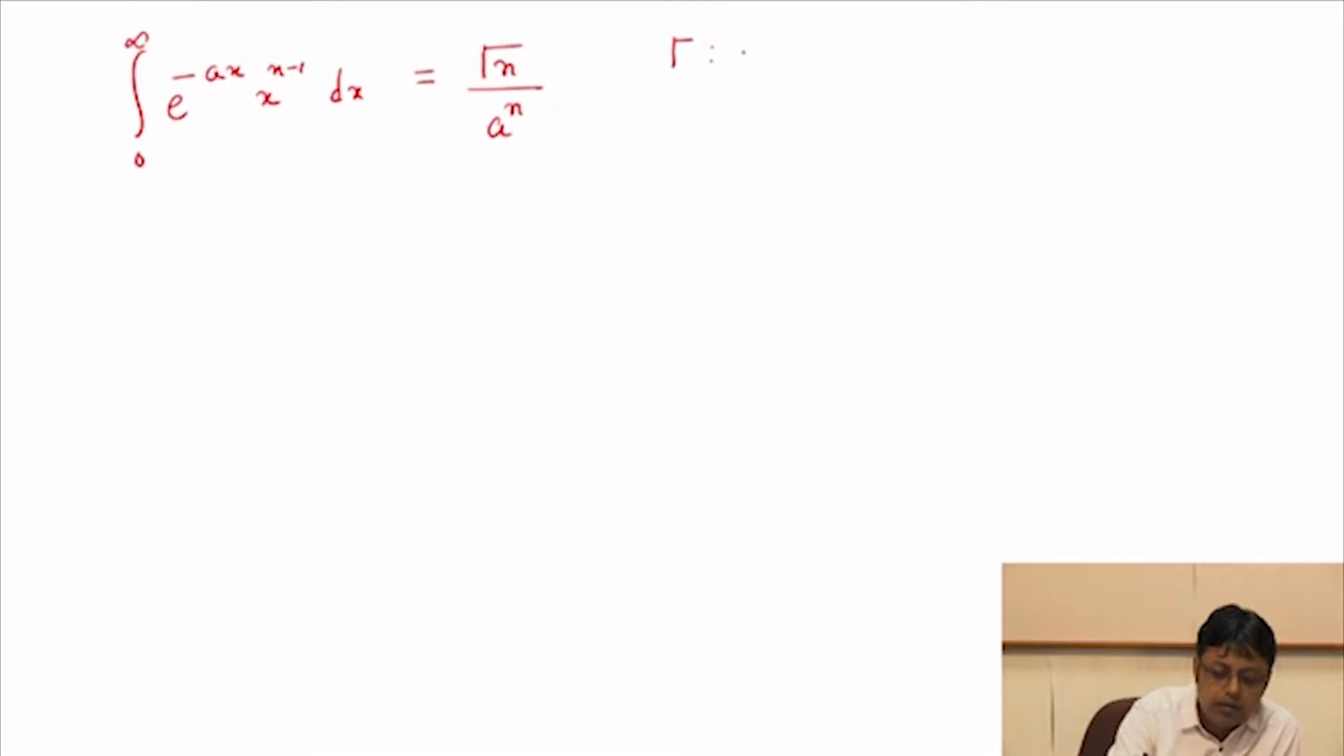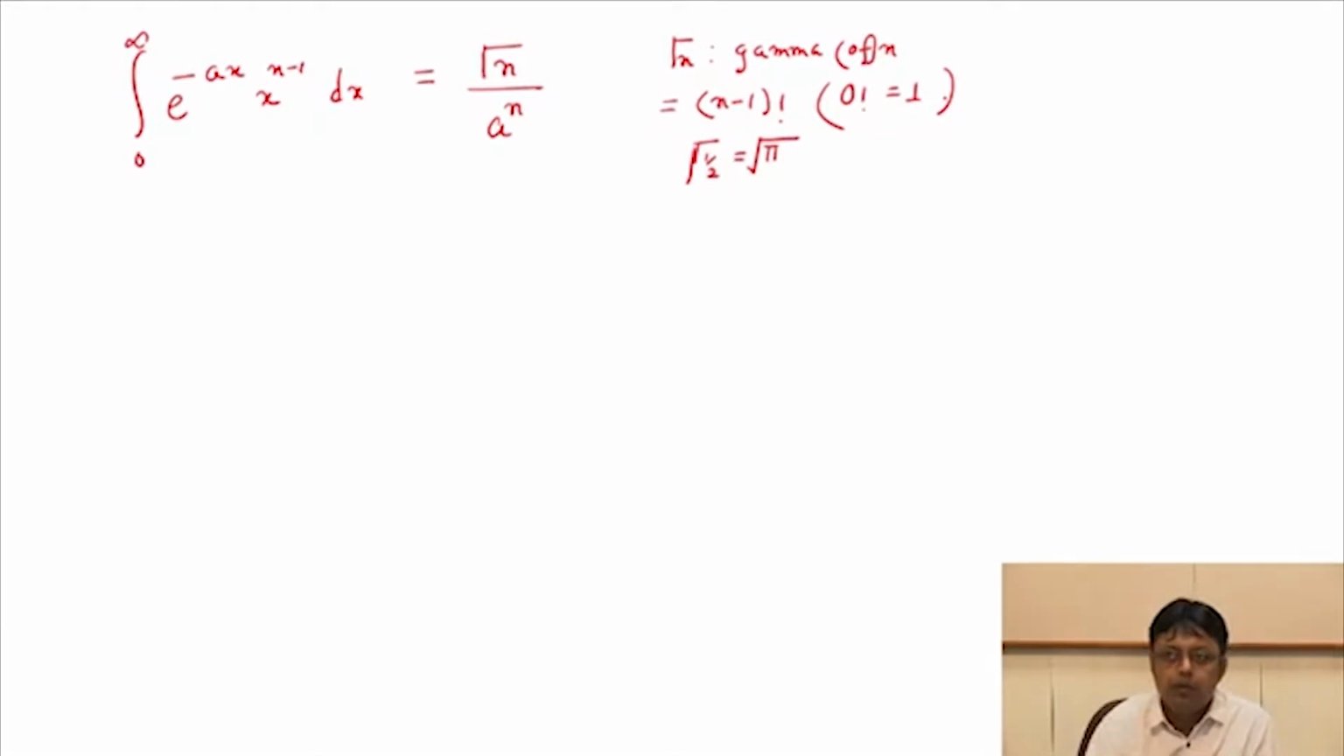where this is nothing but gamma of n. We call it gamma n, and the value of it is nothing but n minus 1 factorial. And if you by chance get gamma half, that will be nothing but root pi. And remember that 0 factorial is 1. I hope you know what factorials are.